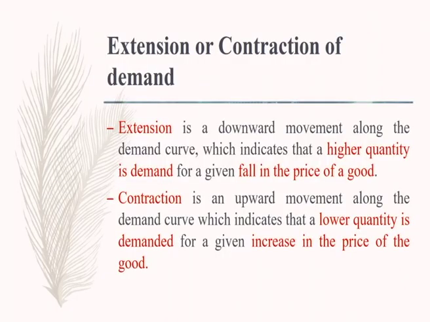Extension is a downward movement along the demand curve, which indicates that a higher quantity is demanded for a given fall in the price of the good. Contraction is an upward movement along the demand curve, which indicates that a lower quantity is demanded for a given increase in the price of the good.